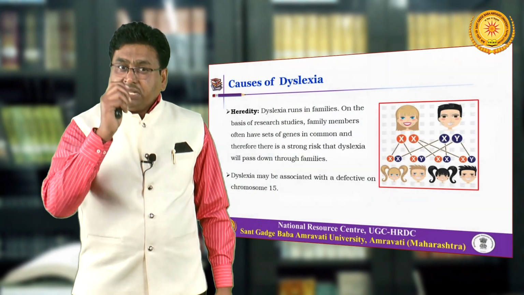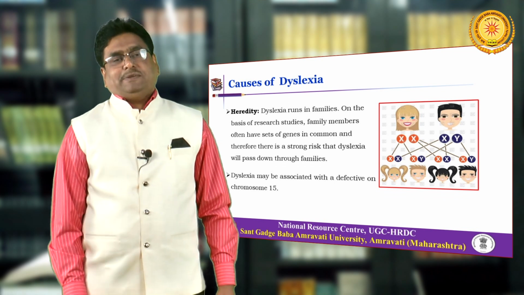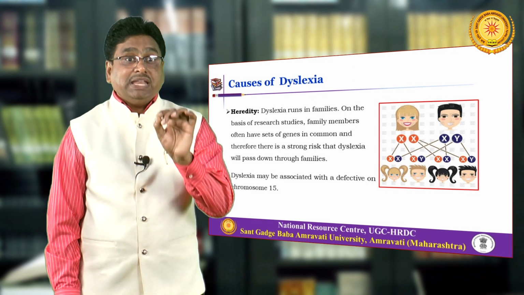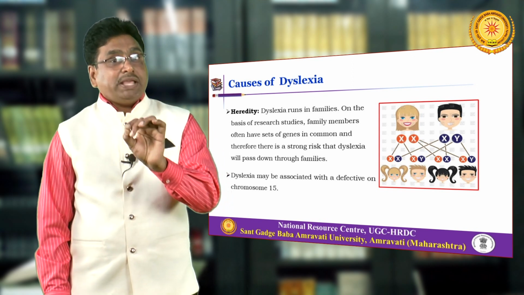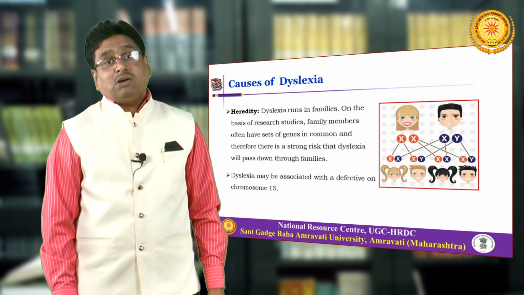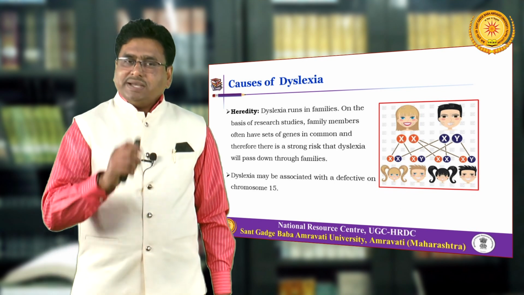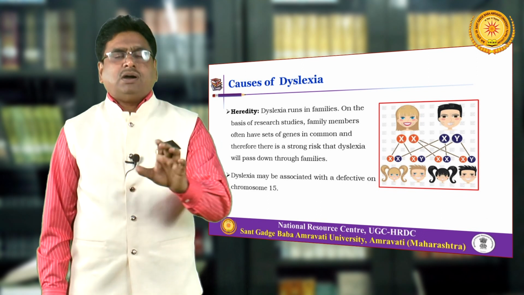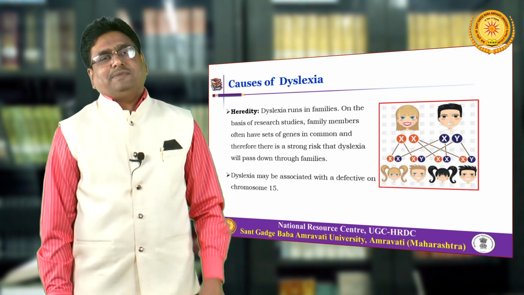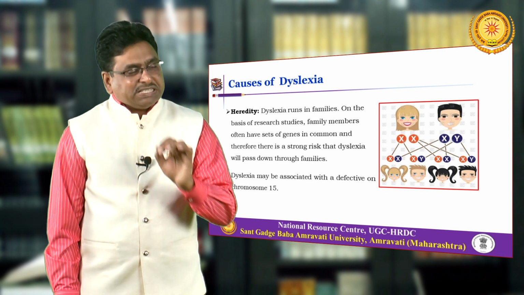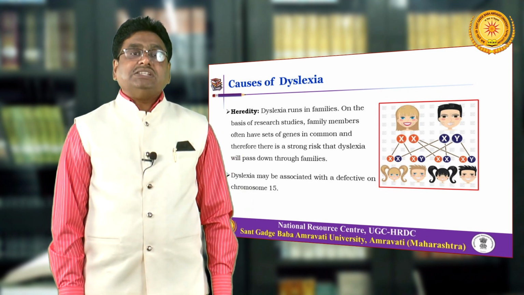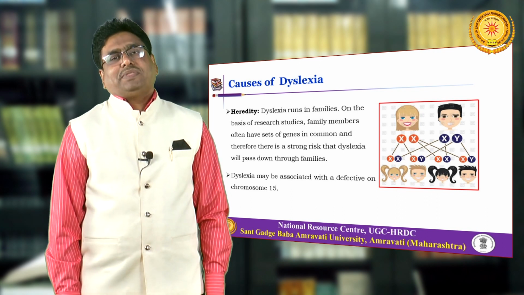The first cause of dyslexia is heredity. Dyslexia runs in family. A few researches done on dyslexics indicate that genes play some role in many cases of dyslexia. Dyslexia may be associated with a defect on chromosome 15. On the basis of research studies, it is observed that dyslexia is largely hereditary.